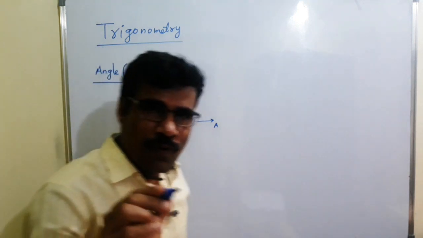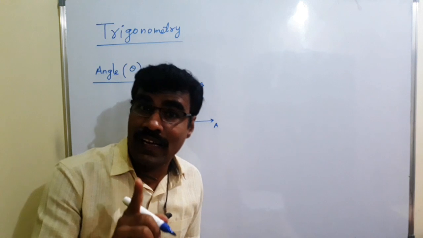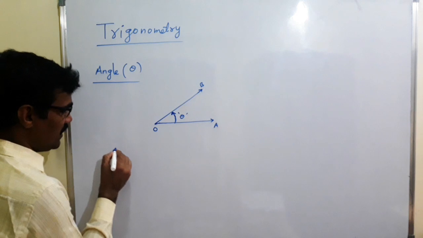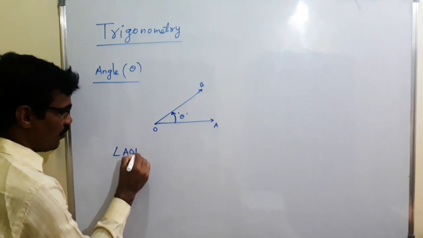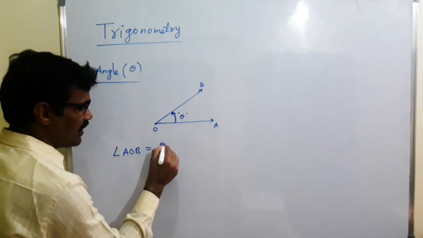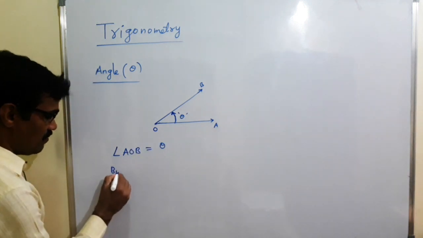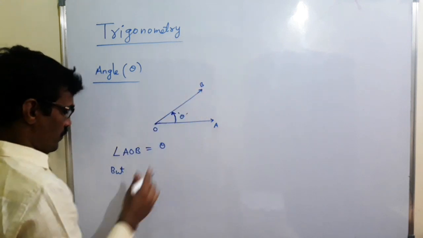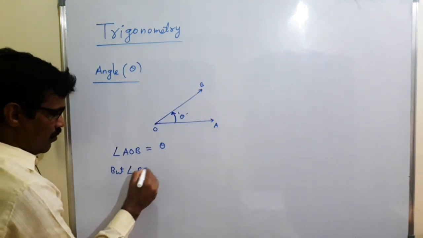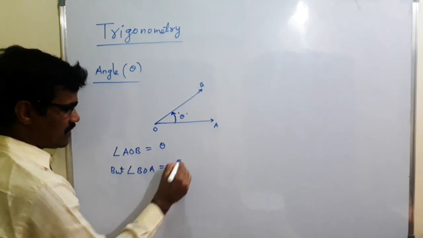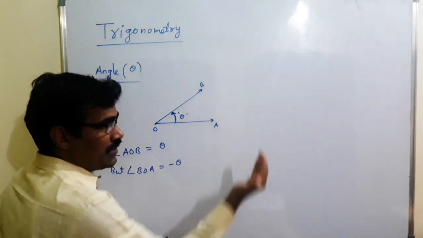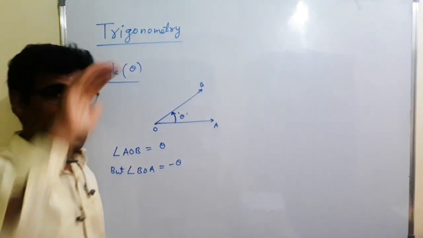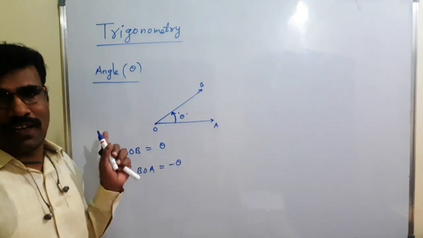The angles formed by anti-clockwise rotation are taken as positive. That means angle AOB is equal to theta. But here, suppose angle BOA is equal to minus theta. Anti-clockwise rotation taken as positive. Clockwise rotation taken as negative.